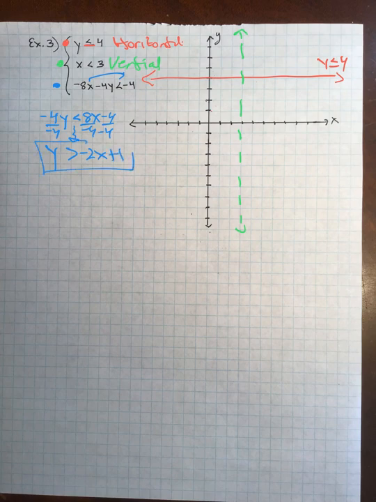So now we have to graph this guy. We're going to start at the y-intercept, so we're going to start at positive 1. And then we're going to use the slope, which is 2 over 1, and it has to be in a negative direction. So from there, I'm going to go down 2 over 1, down 2 over 1, and keep going.